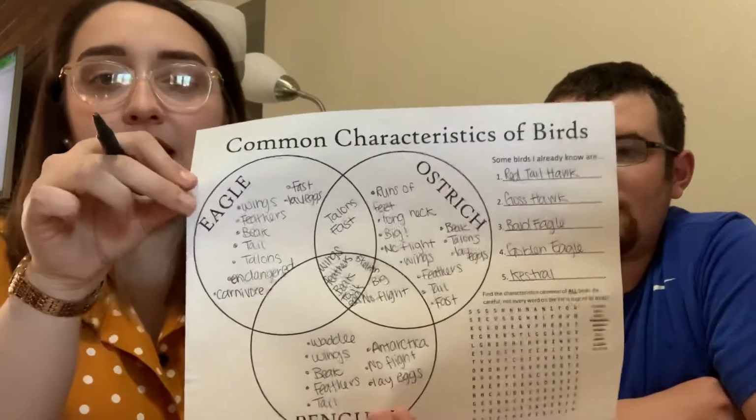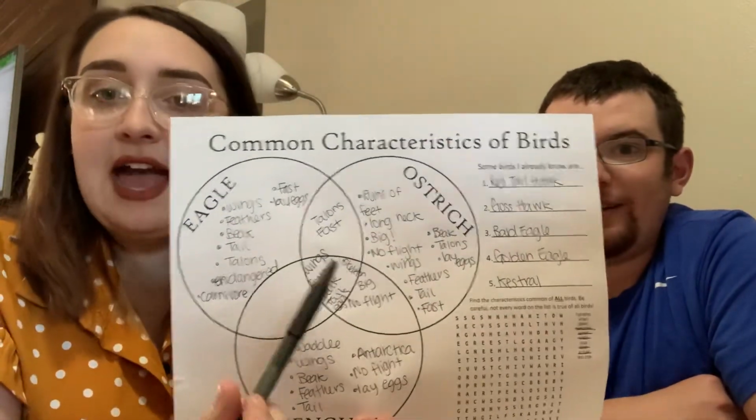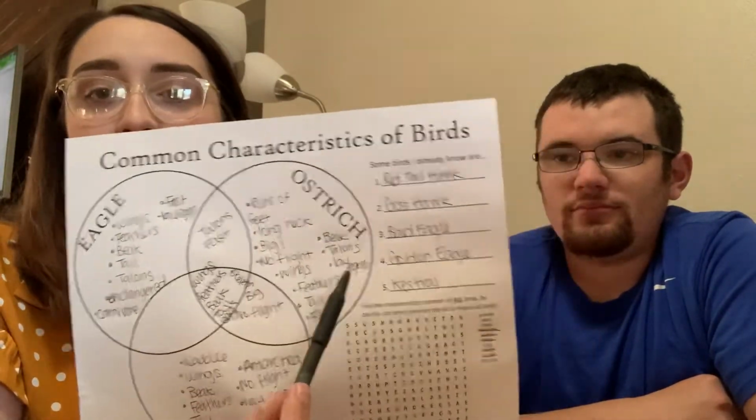So now that we have our different description of each bird, we're going to try to figure out what things kind of overlap. So we've created this Venn diagram here, and I've gone ahead and sorted out some of the things that we said in every category. So some of the things that the eagle and ostrich have in common, what would those be? They both have talons and they're really fast.